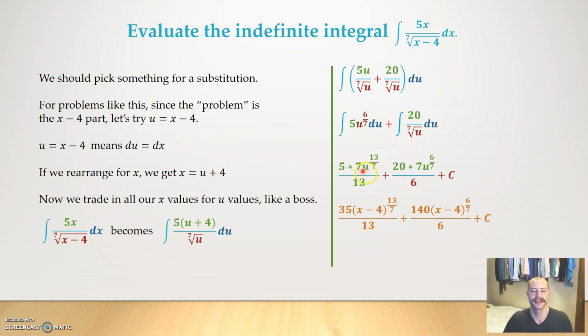If I just say my antiderivative of u to the 6 over 7 is u to the 13 over 7, when I take that derivative, remember the 13 over 7 comes down before I subtract 7 from the 13. But then if I have a multiple of 13 over 7, that's not going to give me 5 u to the 6 over 7. That's going to give me 13 over 7. That's why I multiply by 7 over 13, so that everything cancels out.